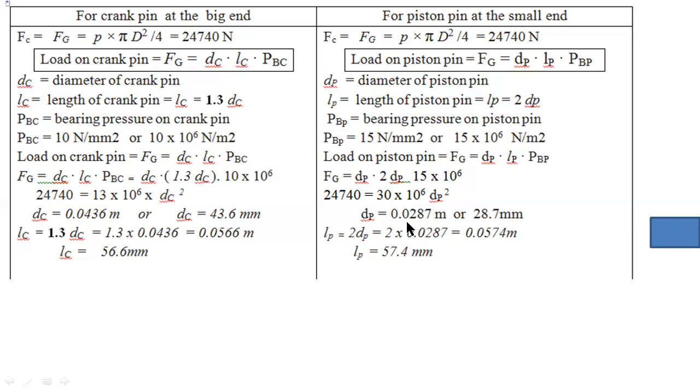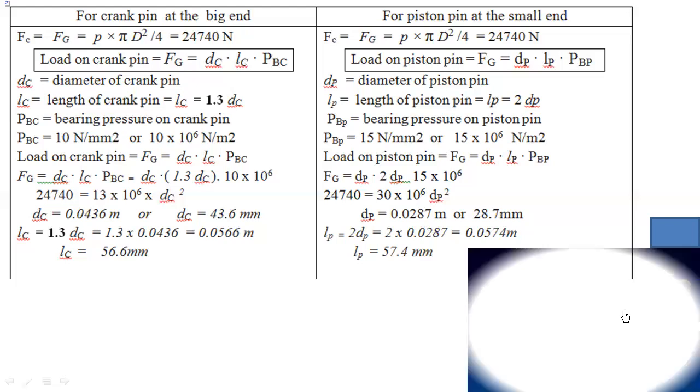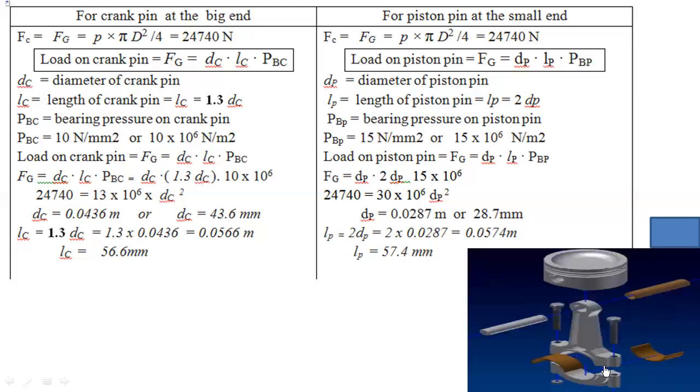Finally, the value of DP, the diameter of the piston pin, equals 0.0287 meters or 28.7 mm. So the length of the piston pin equals 2 times the diameter of the piston pin. From this relation, LP equals 2 times the diameter of the piston pin, so LP equals 57.4 mm. Okay, these are the dimensions, and this is the assembly diagram.